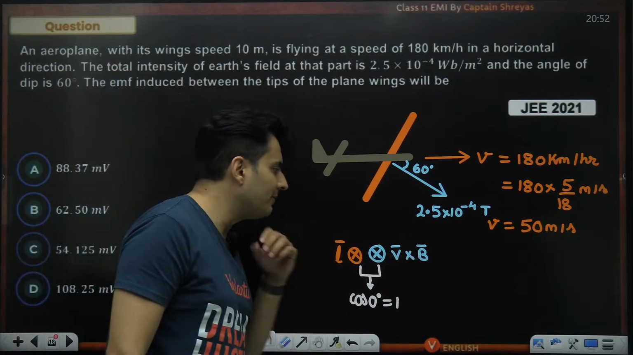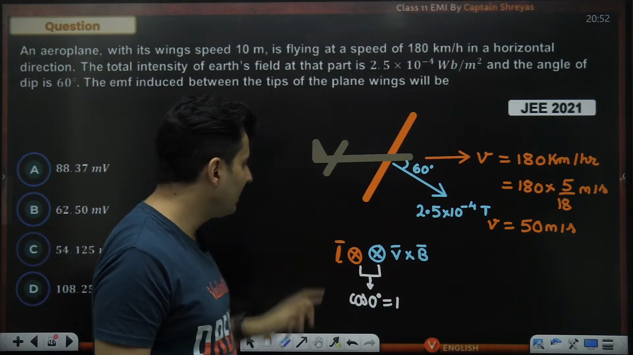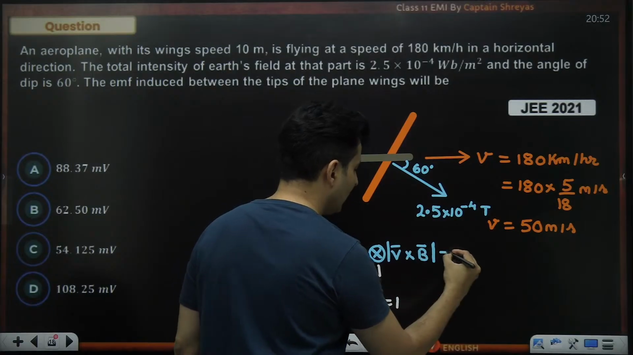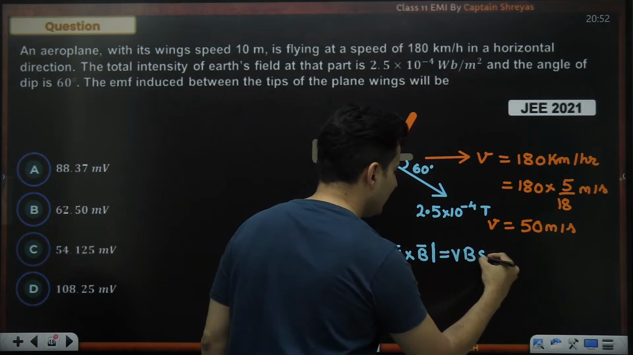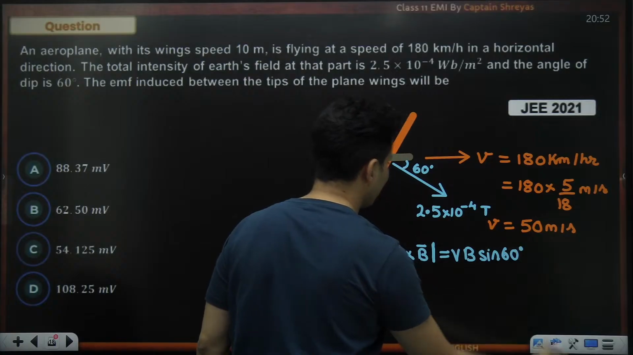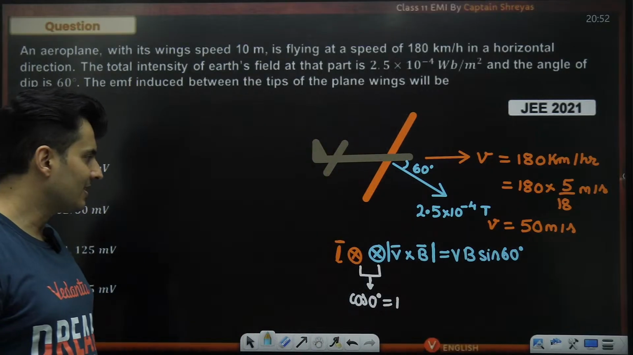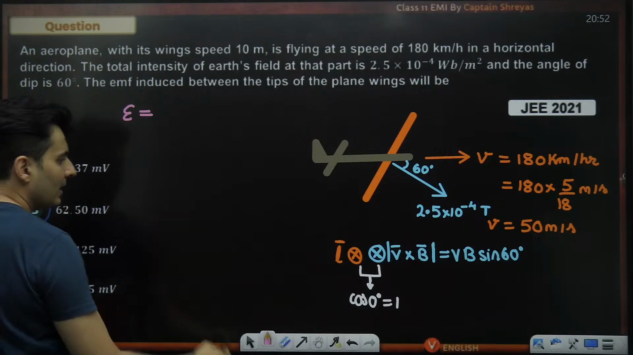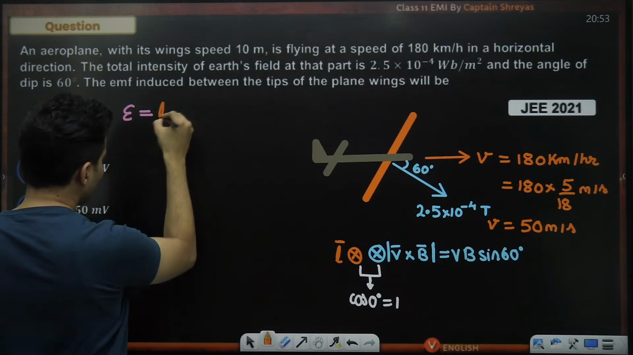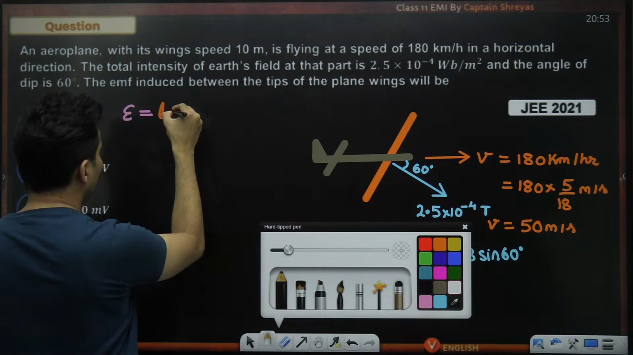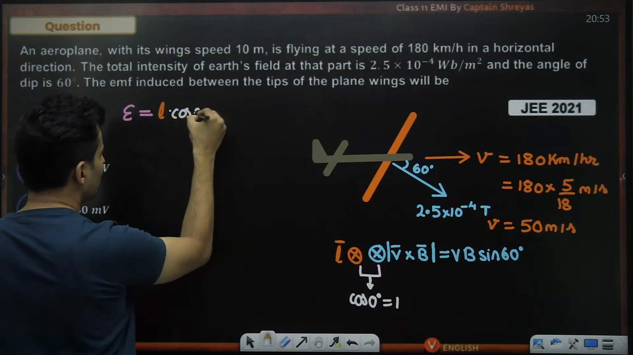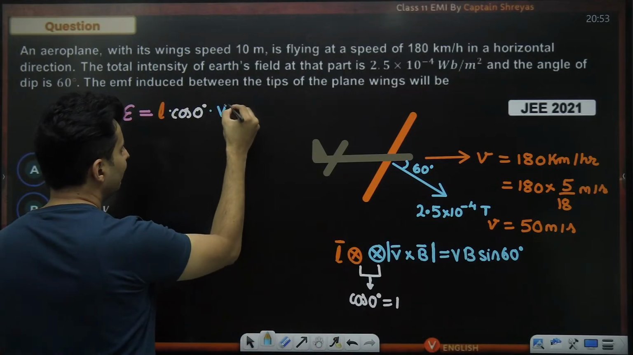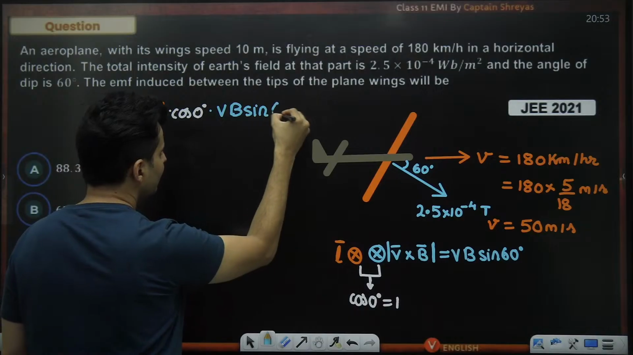But the problem is this V cross B. Remember, velocity and magnetic field themselves have some angle. So if you ask me how much is this magnitude, it itself will be VB sine of the angle between them, which is VB sine 60. So that is the interesting part about this question. So the EMF will be, you will have your length, but the dot product which was there will be cos of 0. Then that V cross B will be VB sine 60.